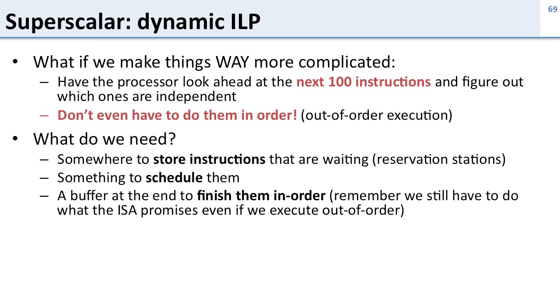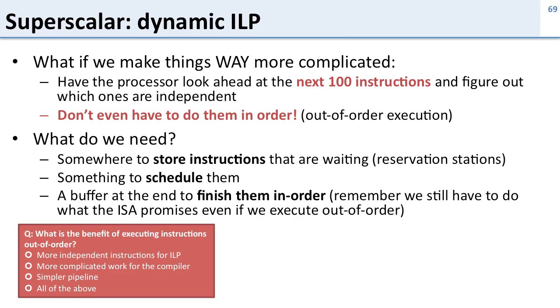Well, we need a lot of hardware. We need somewhere to store all of the instructions that are waiting. These are called reservation stations, where the instructions can wait until they have an ALU to use. We need something that schedules them. That is something that chooses which instruction should be run next. And then at the end, we need to finish them in order. And the reason we need to finish them in order is that the ISA promises that instructions execute in order. And we need to make sure that it looks that way even if we ran them out of order.